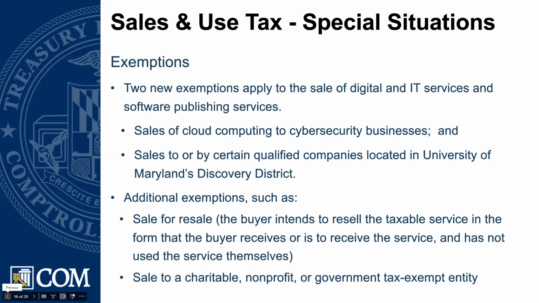Additional exemptions apply, such as sale for resale. And this is an existing exemption that applies to tangible personal property and has been around in the sales and use tax world for a while. If the buyer intends to resell the taxable service in the same form that the buyer receives it, and they have not made any use of that service themselves, they may issue a resale exemption or a resale certificate to the vendor that would absolve the vendor of their obligation to collect the sales and use tax. Then the buyer of that service would, when they turn around and resell it, have the obligation to collect the tax.